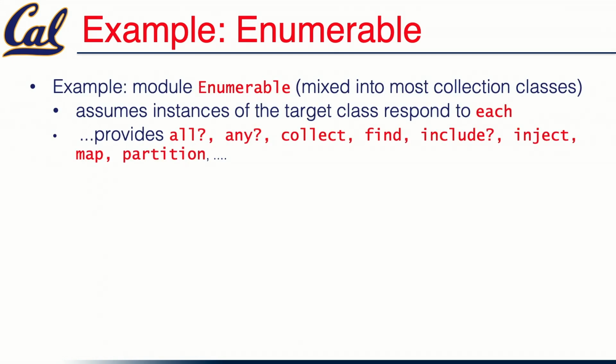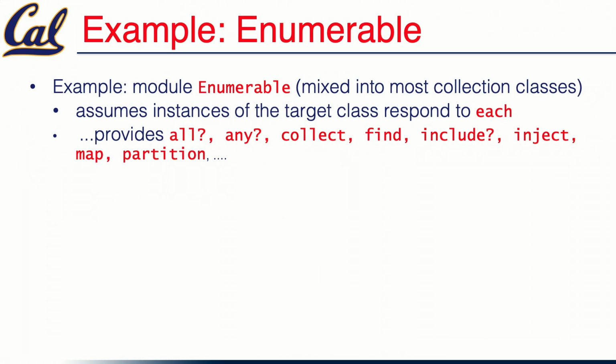Enumerable. This is the example that is pervasive throughout Ruby. Enumerable is a module that is part of the Ruby standard library in the same way that file IO is a collection of methods that are part of the Ruby standard library. And the enumerable module is mixed into most collection classes. That means most collection classes absorb the ability to do the things that enumerable does. So what are those things?